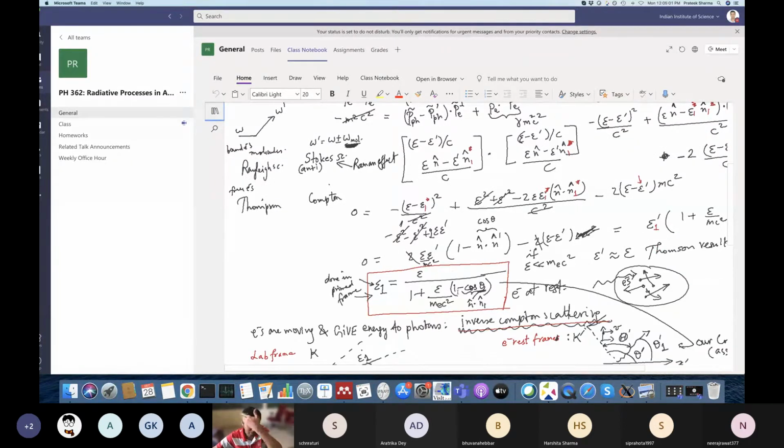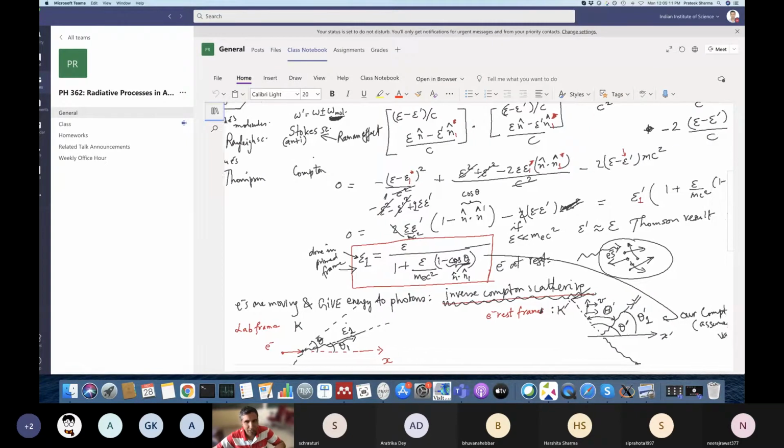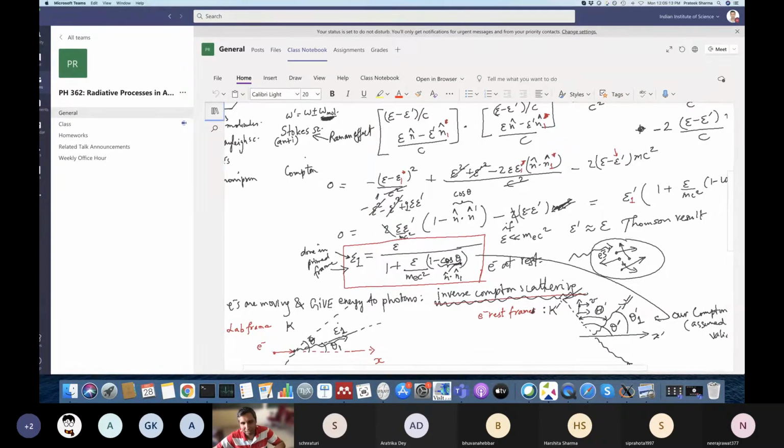We applied conservation of momentum and conservation of energy and obtained this relation for the energy of the photon, which is scattered by angle theta in the electron rest frame. So the electron is at rest, so it can only gain energy, it cannot lose energy. The photon loses energy and the electron gains energy, and this is the expression for the energy after scattering.